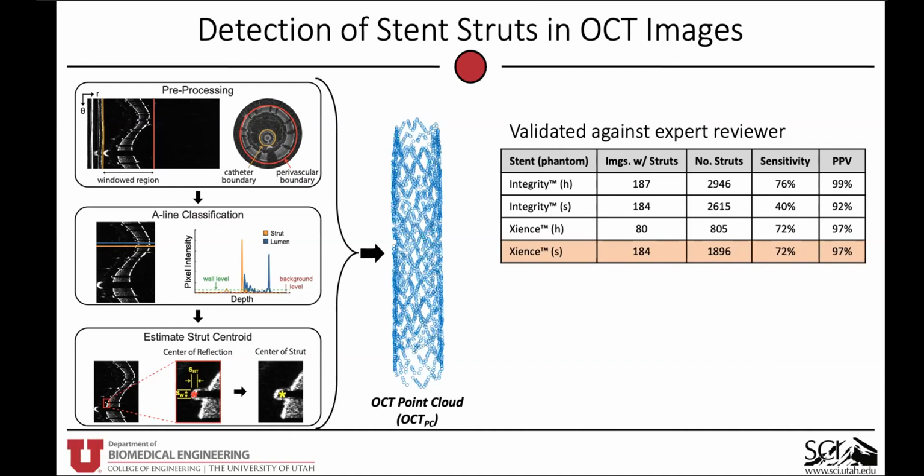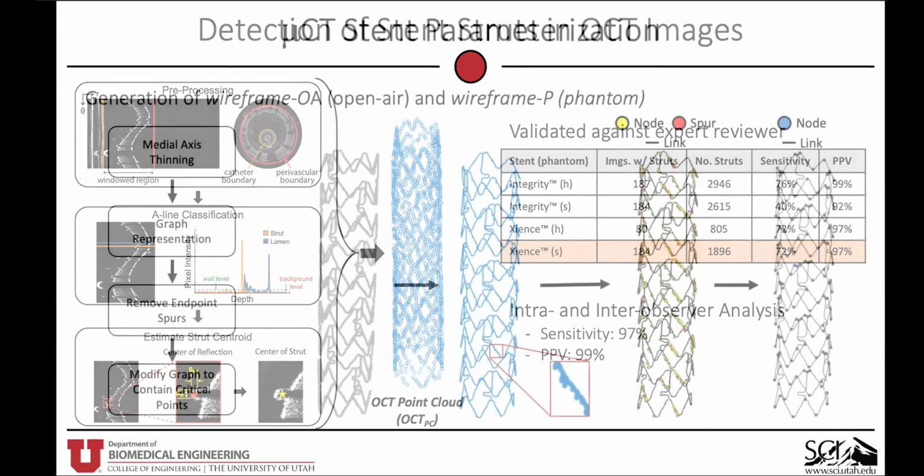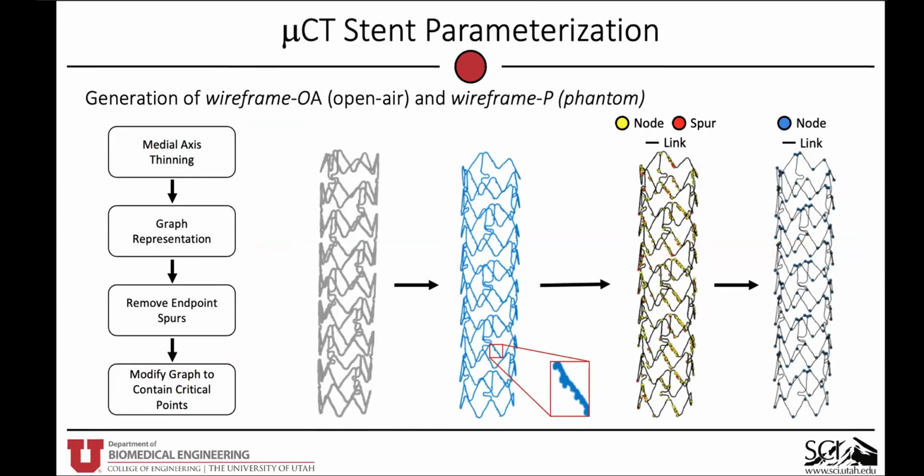So for those that aren't familiar with that, sensitivity told us we did not detect every stent strut. So we only detected about 70% of the stent struts. But of those stent struts we detected, positive predictive value says 97% of them were actually stent struts. So we were really good at identifying exactly a stent strut, but again, not every strut. And if we look at inter versus intra-observer analysis, the positive predictive value of our algorithm was on par with manual expert reviewers.